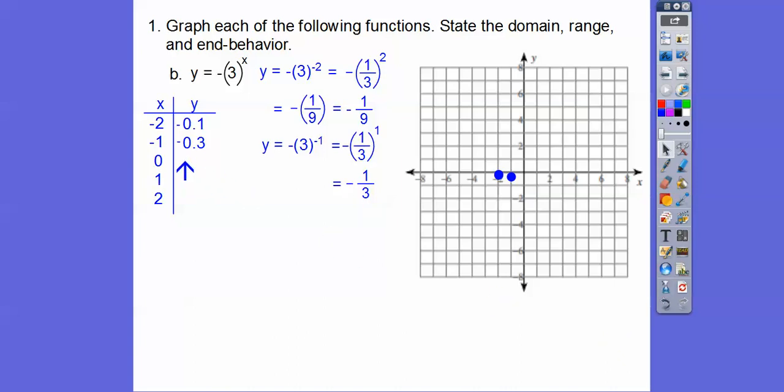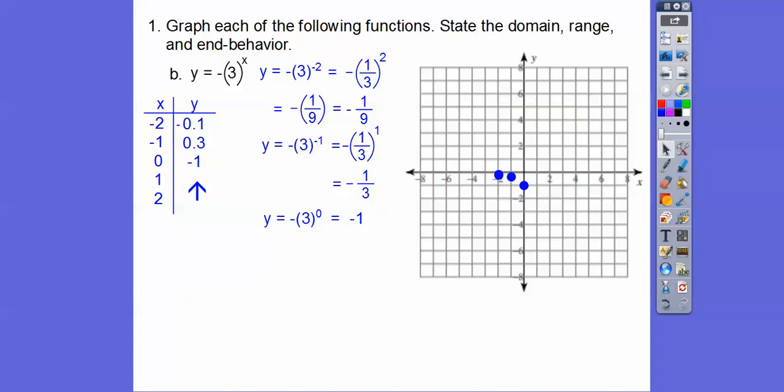All right, let's do 0. So 3 to the 0 is 1, but it's going to be -1. So there's my -1. So anyway, it just keeps going. Don't forget that's a negative right there. Let's do 3 to the 1. 3 to the 1 is 3, but it's going to be -3. So we'll go over 1 and then down 3.